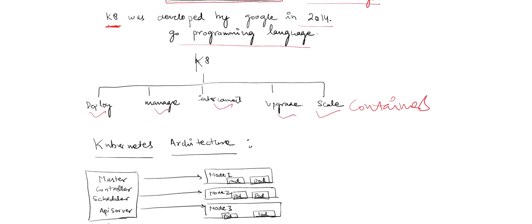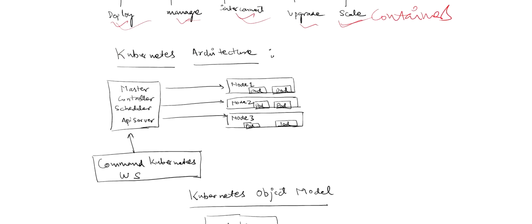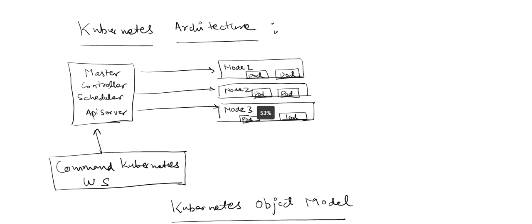This K8 or Kubernetes can deploy, manage, interconnect, upgrade, and scale containers. So broadly, if you see the architecture of Kubernetes, this is the master, one master component of the Kubernetes architecture. These are nodes. Suppose these are 3 nodes on Kubernetes: node 1, node 2, node 3.